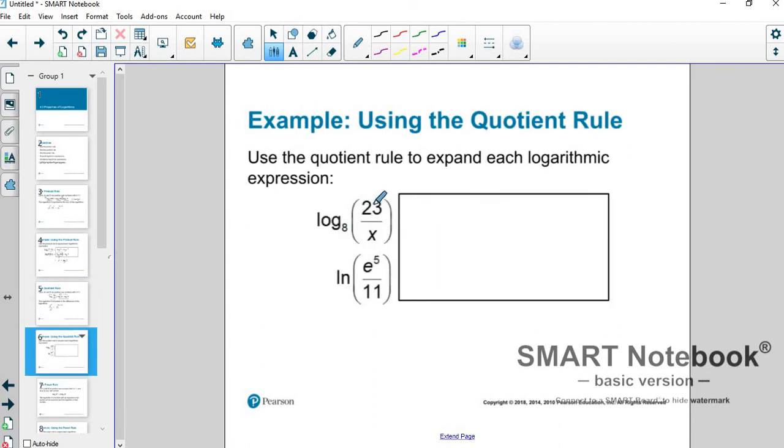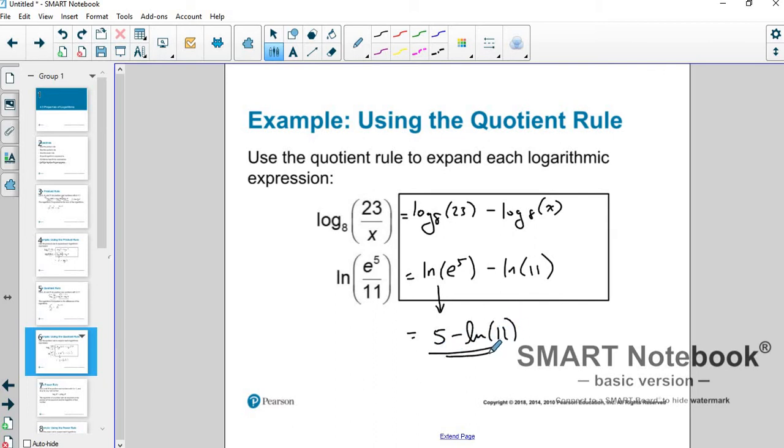What does this look like? Log base 8 of 23 over x. You would simply write log base 8 of 23 minus log base 8 of x. And of course, all these rules apply to our two special logarithms, log base 10 and log base e, or ln. So this is ln of e to the 5th minus ln of 11. And once again, we see here, what is this? ln is log base e. This is the inverse property where you have log base e and e to a power. What do you get? You just get the power, right? What power of e gives you e to the 5th? 5. And then, of course, natural log of 11. We could plug that in our calculator, but unless they ask us for a rounded off answer, or unless it's a word problem, we want to give the exact answer, which is 5 minus natural log of 11.